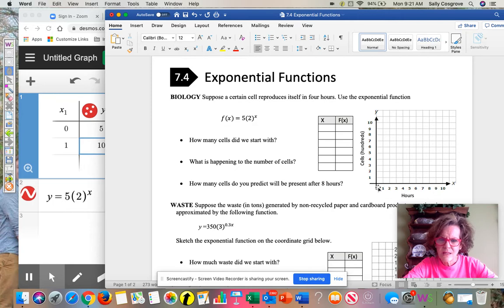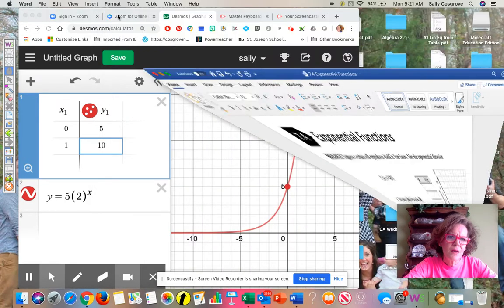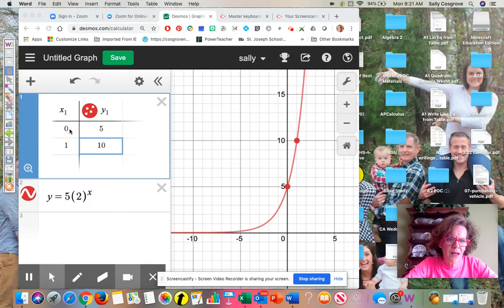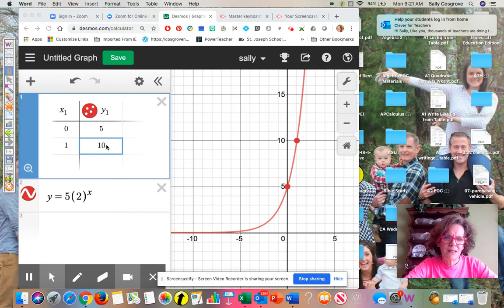Look at here. This says that the x-axis stands for time in hours, and the y-axis stands for number of cells in hundreds. Okay, that's good to know. In hundreds. I almost missed that. So when x is 0, y is 5, so that means what? 500. When x is 1, y is 10.